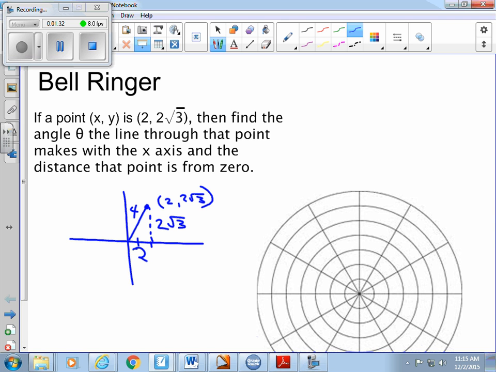Either way, I've actually answered 2 questions in one, haven't I? This would be the 60-degree angle. Does everyone agree? And it could be in radians or degrees. It didn't say. So either way you answered that is fine. And the distance that point is from 0 would be 4. Now we knew that because it was a 30-60-90 triangle.